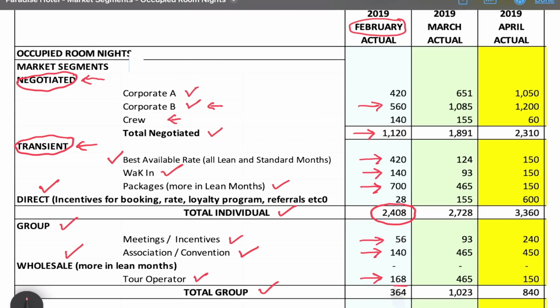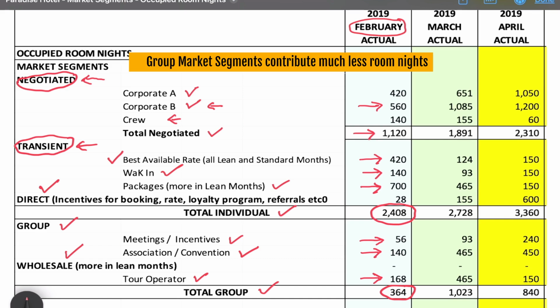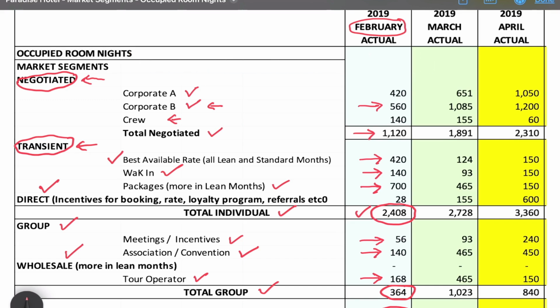As you can see, the total group room nights contribution through market segments is 364, compared to 2,408 for the individual market segment. So the individual market segment is almost about 85 to 90% of the total room nights. If you remember, in the first two videos, we saw how total occupied room nights was 2,772 compared to 4,200 for the month of February, which resulted in a 66% occupancy. And that's why it's considered a lean month.